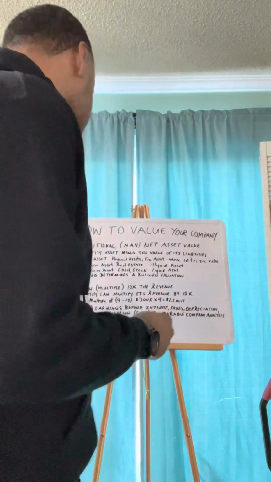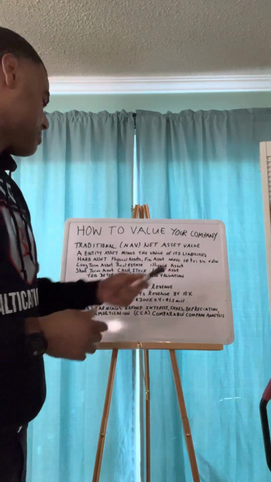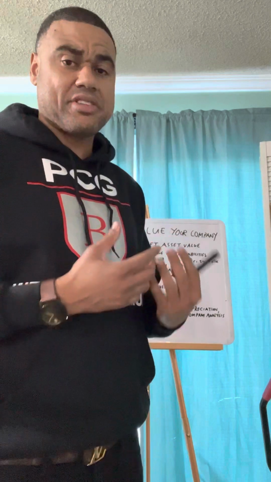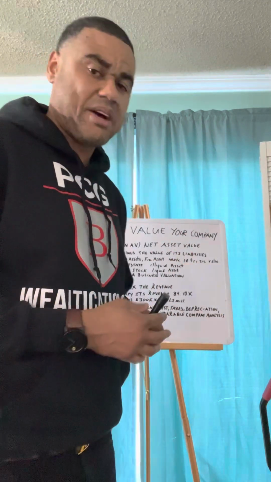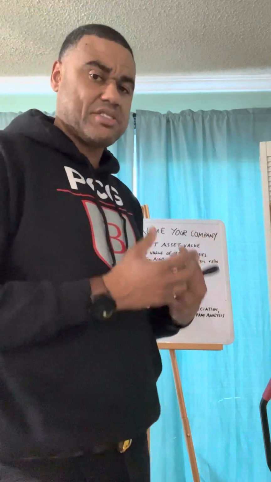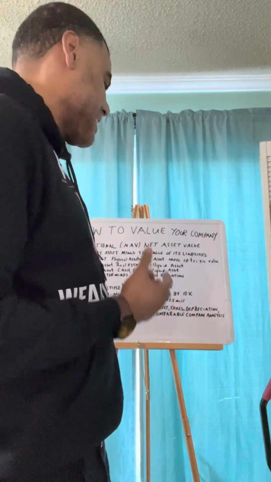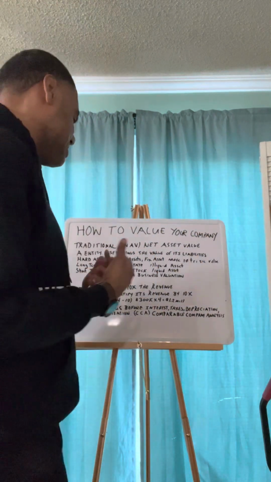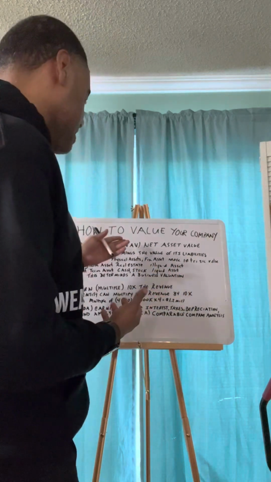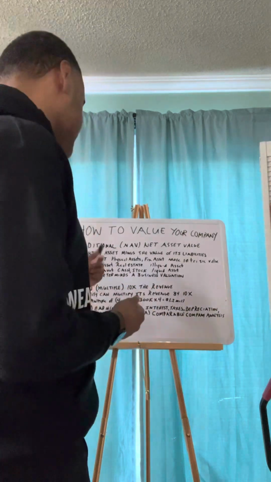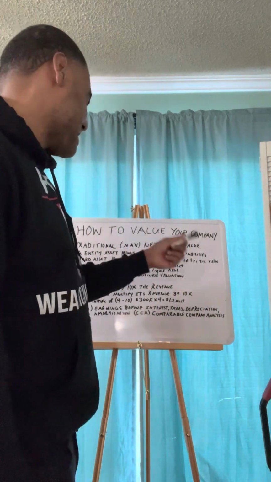Here we go. Once again, how to value your company. Traditionally, this is how I learned it, from valuing my paper companies in my university while I was away. This is how I worked it. I was so busy trying to create valuations for my company that I finally got a good understanding of it. Right here, I was understanding from this traditional perspective, which is NAV, net asset value. So an entity's assets minus the value of its liabilities.